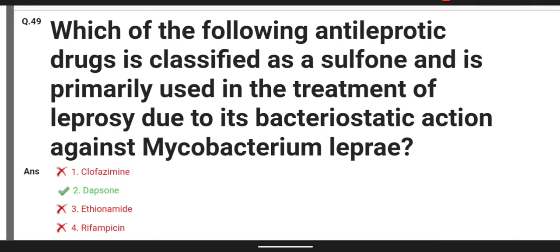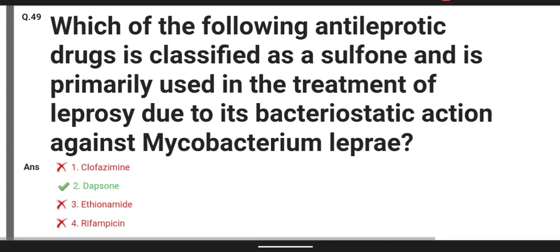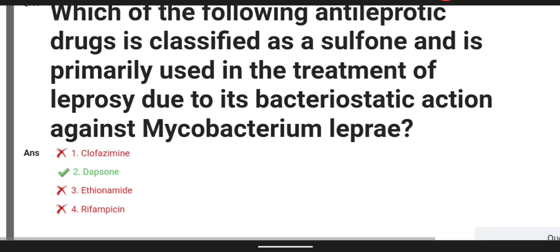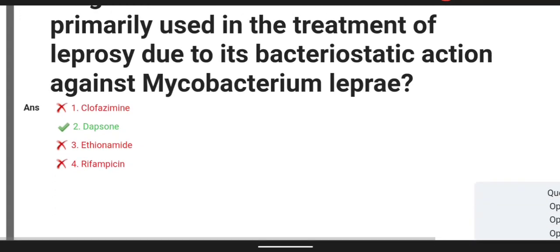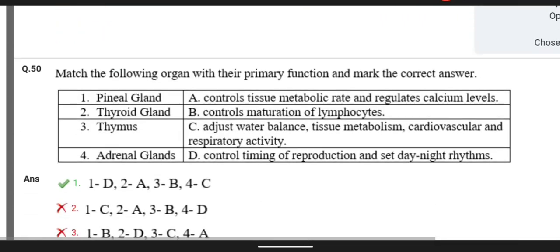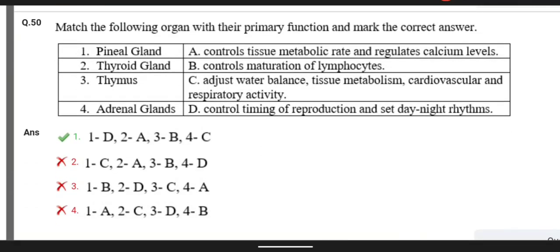Next, which of the following anti-leprotic drugs is classified as a sulfone and is primarily used in the treatment of leprosy due to its bacteriostatic action against Mycobacterium leprae? Answer: dapsone. Next, match the following organs with their primary function. Mark the correct answers. Pineal gland controls timing of reproduction and sets day-night rhythms.